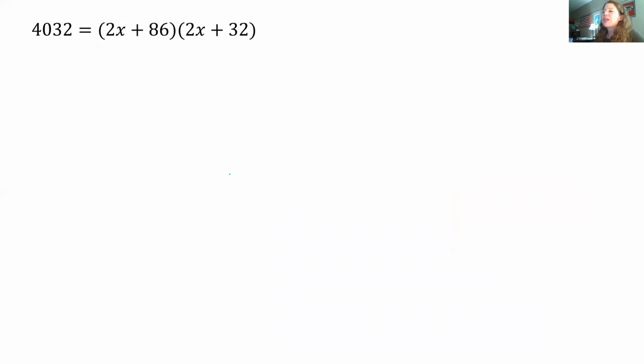All right, so anyway, here's our equation. To solve for x, we're going to FOIL this. We multiply 2x times 2x, which is 4x squared. Then we have 2x times 32, which is 64x. And then we have 86 times 2, which is 172x. So 172x plus 64x is 236x, plus these two numbers: 86 times 32 is equal to 2,752.